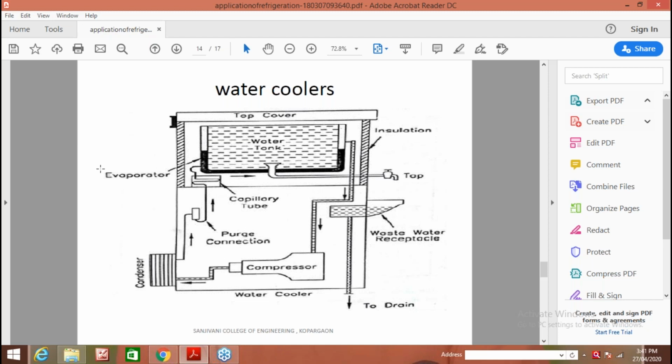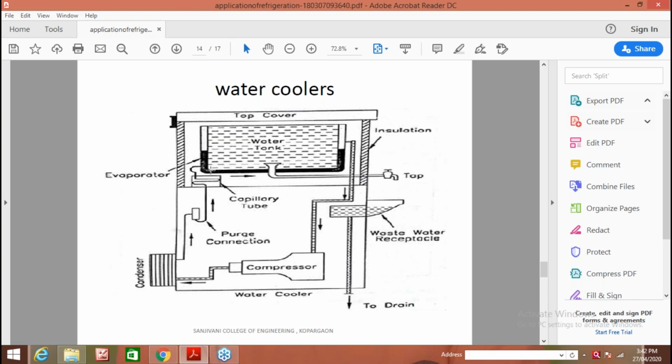Okay, so what happened here? If you look at the diagram, water is there, insulation is there. Insulation is also there in the domestic refrigerator to avoid heat exchange from the refrigerator to the atmosphere or atmosphere to the refrigerator. Similarly, the function of insulation is the same here. Now, one receptacle is here, which is used to collect wastewater from the water tank. Okay. Now, what happened here?